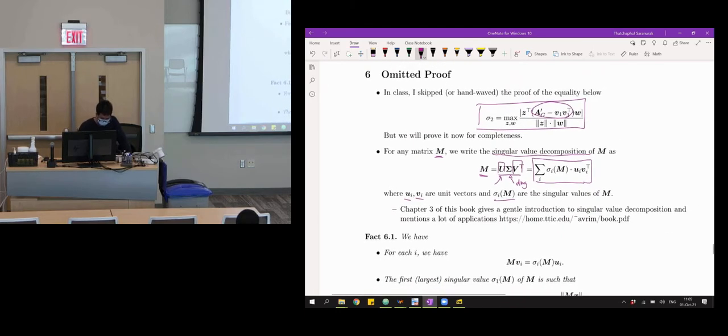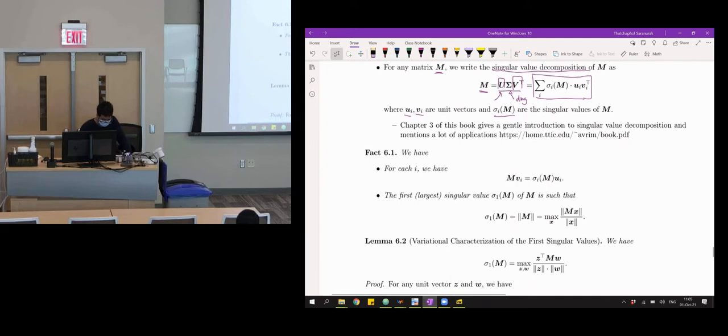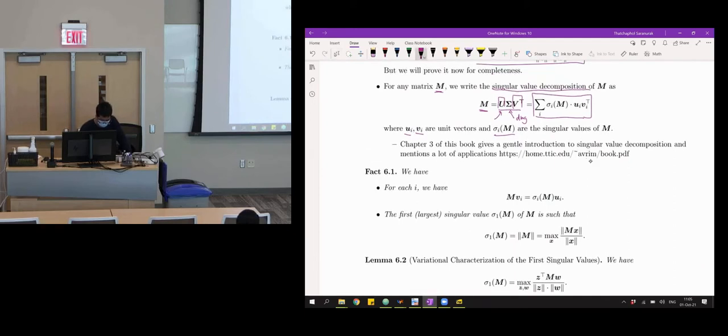If you are not familiar with it, there is this book by Avrim Blum and others, which gives a really nice introduction to this decomposition and the proof, and also mentions a lot of its applications in data science. So it's quite nice.